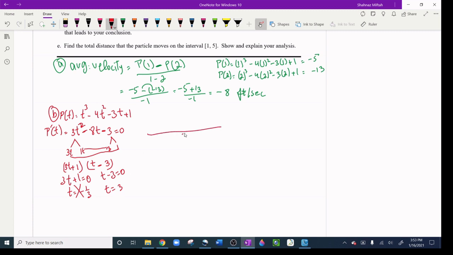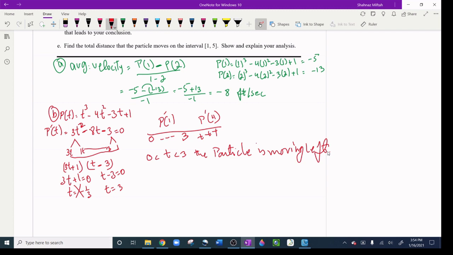Now I'm going to make a sign chart for this 3, starting with 0, because they said equal to 0 or greater than 0. So pick something here for p prime, 1. I plug in 1 here, I'm getting negative. You guys can try it. For p prime 4, it's going to give me positive. So the particle is going left between 0 and 3. This is how we decide whether it's going left or right. So between 0 and 3, the particle is moving left.